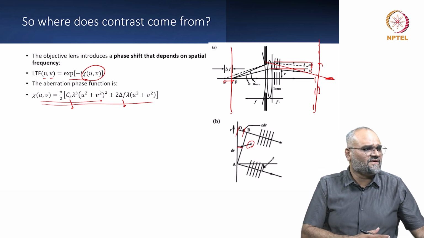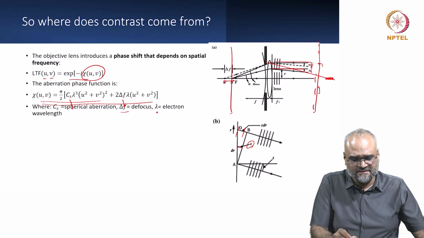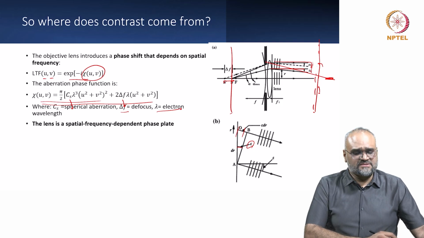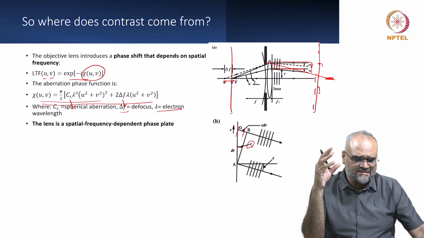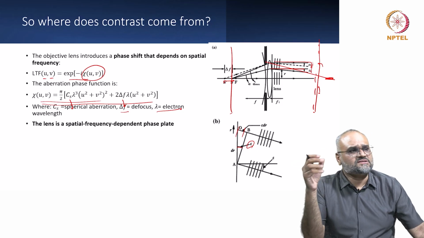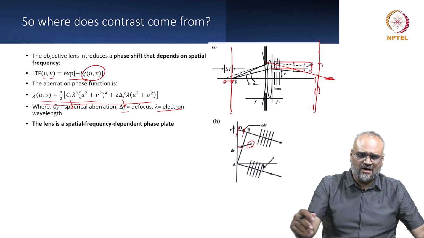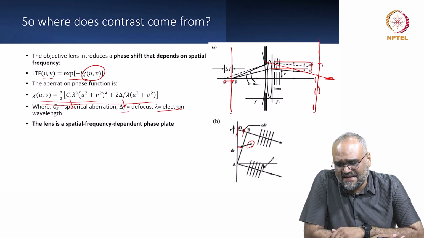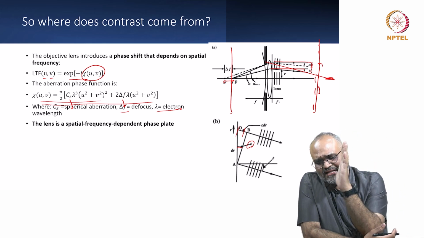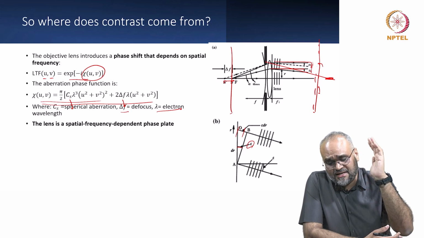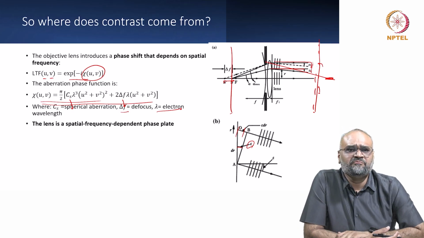And now if I look at this, the Cs is the spherical aberration, delta f is the defocus, and the electron wavelength is lambda. So you can look at this as the lens actually behaving like a spatial frequency dependent phase plate. Your lens is introducing a phase shift because of all the aberrations that exist in the planar wavefront incident on the lens, and remember, in our construction of the electron microscope, what is going through the lens is actually the exit wave.